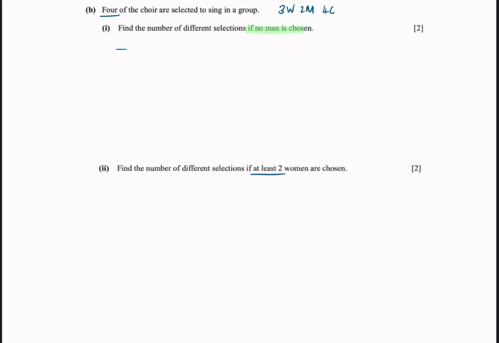So you have 4 spaces, and it can be any 3 women or any 4 children. So you have 7 people in total. And okay, since the order doesn't matter, it will be a combination, so it will be 7C, and there's only 4 spaces, so 7C4, which will give you 55.